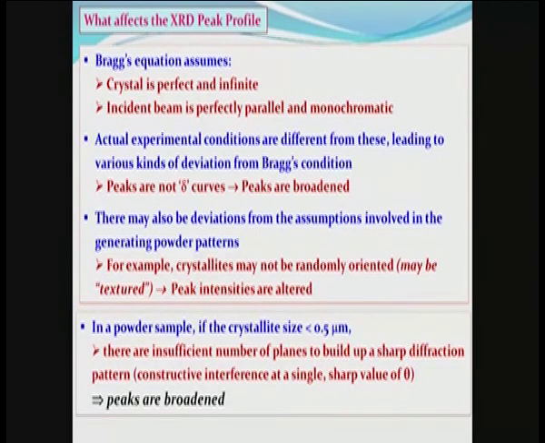Now, in a powder sample, if the average crystallite size, we will come to how to measure that later, is less than about half a micrometer, then it turns out that there are insufficient number of planes. Remember the diagram I showed you earlier of parallel planes in deriving the Bragg's condition. That number of planes is not sufficient to give a peak at a single sharp value of theta. So, peaks are broadened.